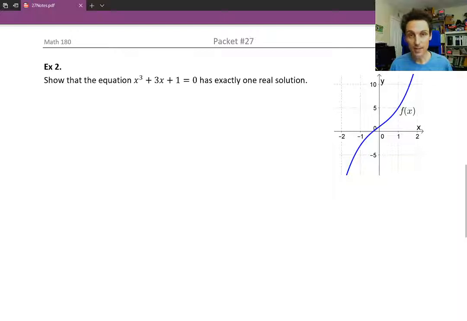And the way we're going to do that is we're going to use the intermediate value theorem to show that there is at least one real solution to this equation. And then we're going to use Rolle's theorem and a contradiction to show that there can't be any more than one real solution to this equation.